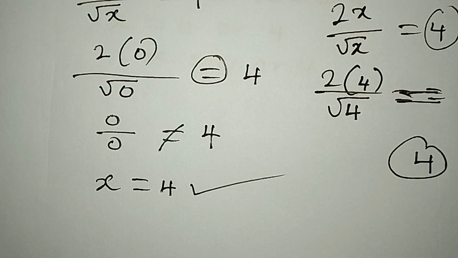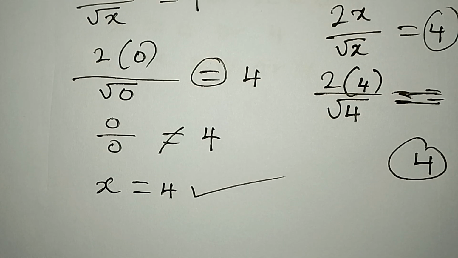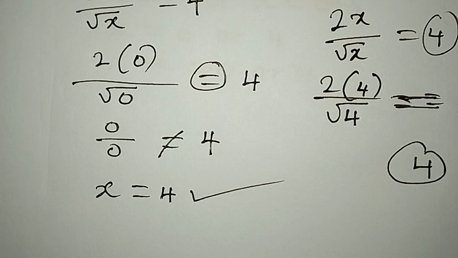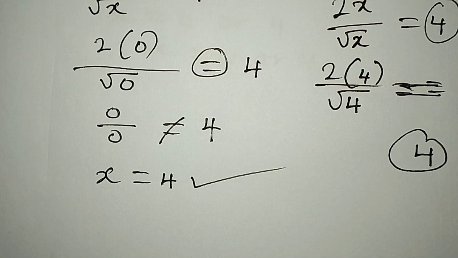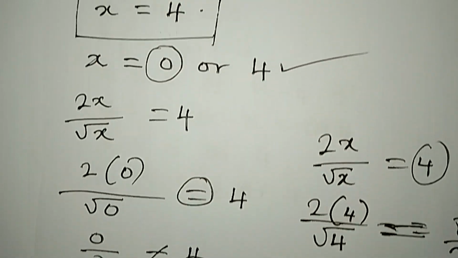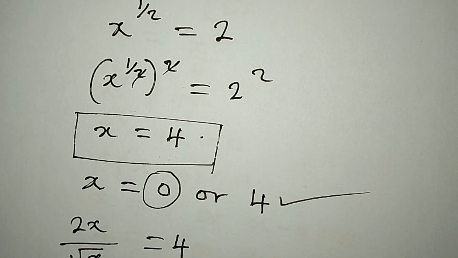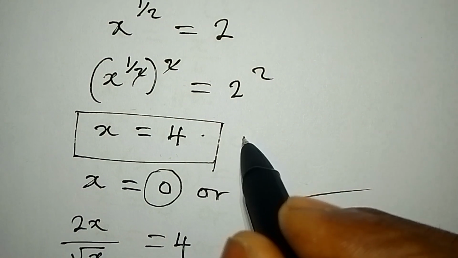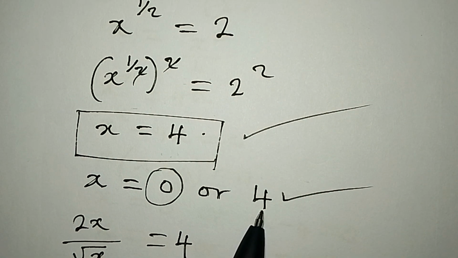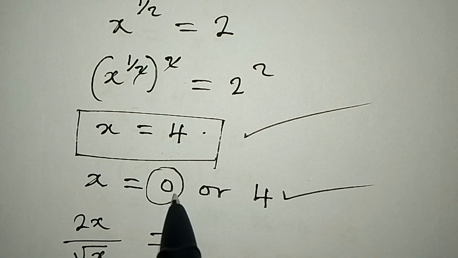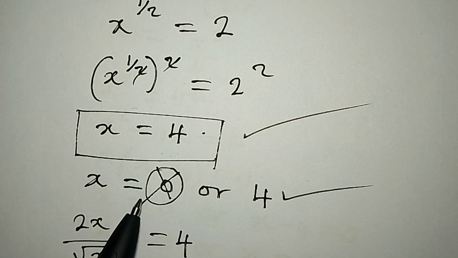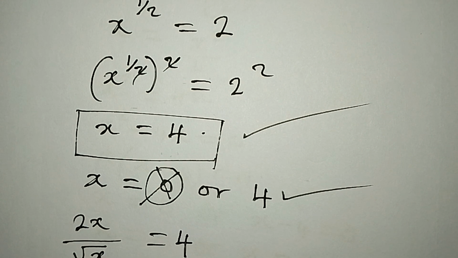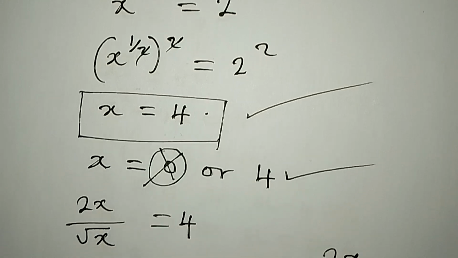But this now means that the second method is more effective, since it is not giving us any value that is not satisfying. I think the second method will be more effective, not the first method, because the first method gave us an answer that we do not need, which is x equal to 0. But whichever method you use is still very okay.